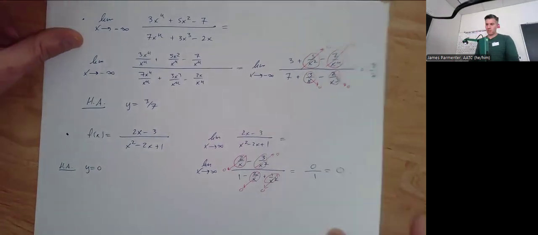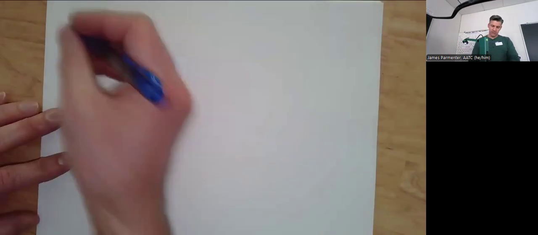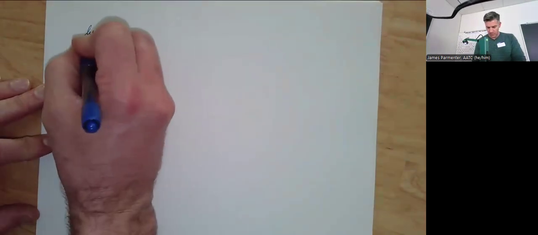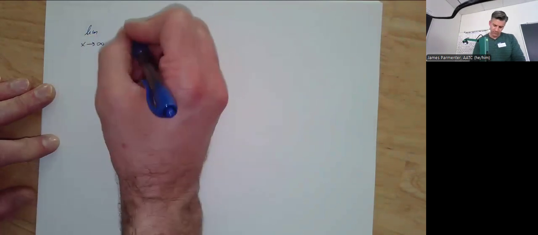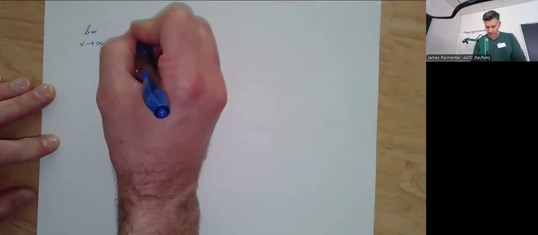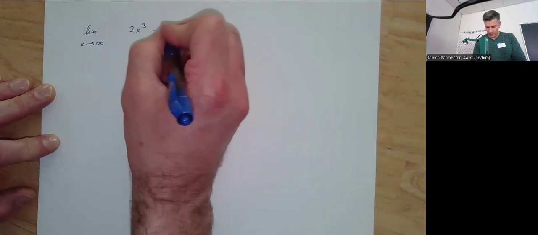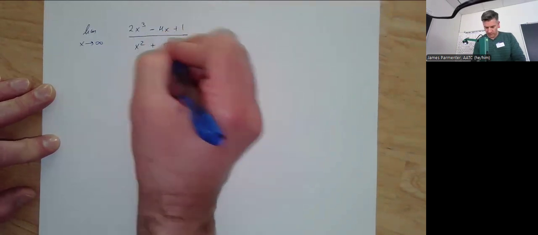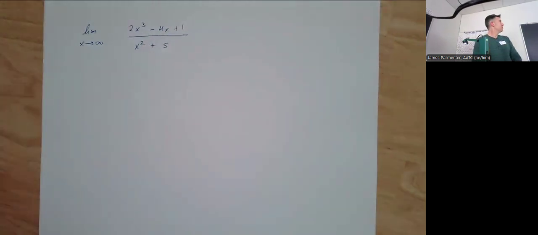Okay, last thing in this vein. What if we had the limit as x approaches infinity of 2x cubed minus 4x plus 1 over x squared plus 5? So now this is where you don't want to make the wrong choice. And let me see if I've designed this in a way so that it's terrible if we make the wrong choice.